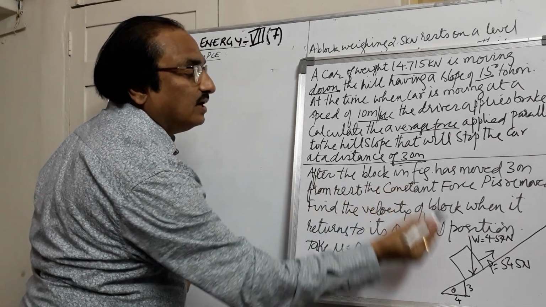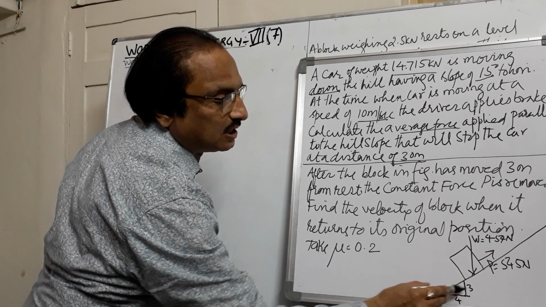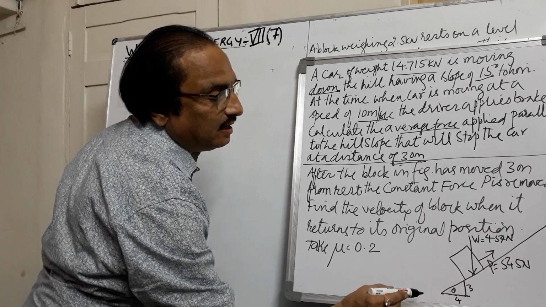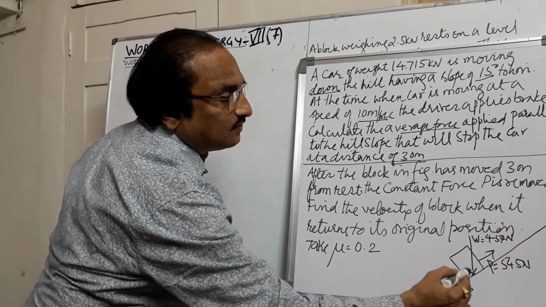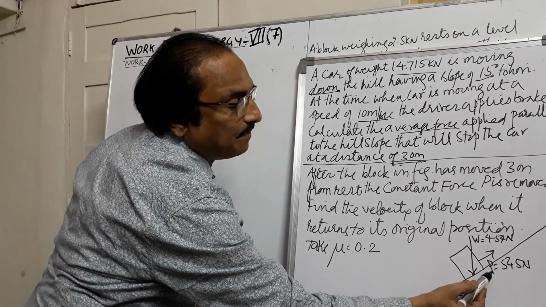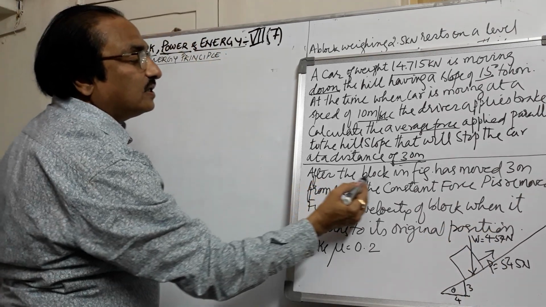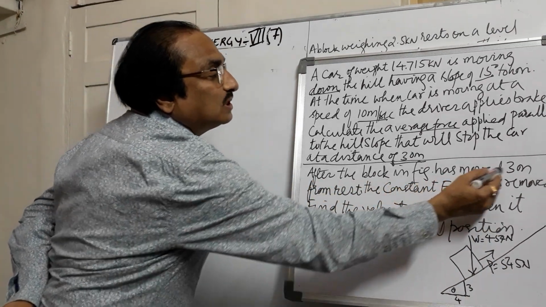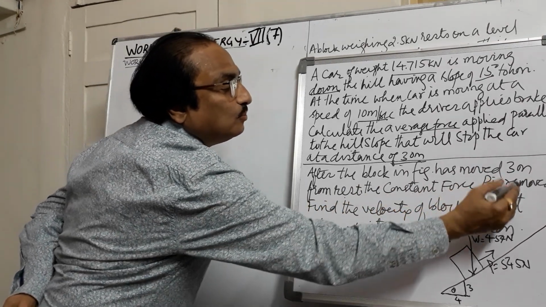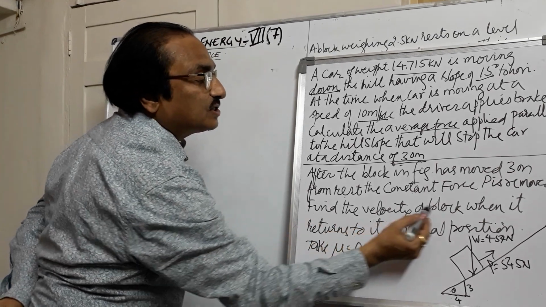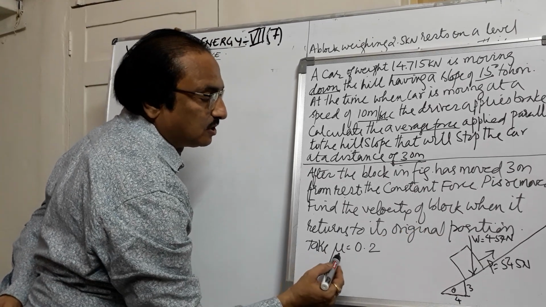Here is the block in the figure, on an inclined plane. He has given you the slope theta as 3 by 4. So you can find this angle, or you can use the sine relation directly. Now here W is the weight of the block, and this is being pulled up by a force of 545 Newton. After the block in the figure has moved 3 meters from rest, the constant force P is removed. Find the velocity of the block when it returns to its original position. Take mu equal to 0.2.